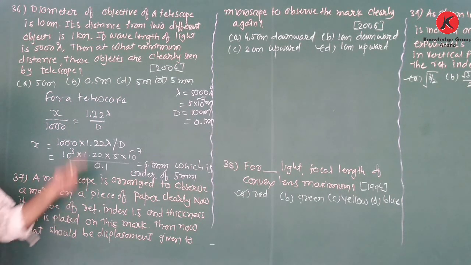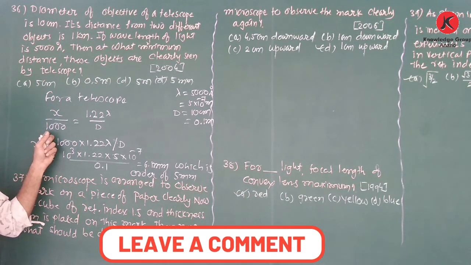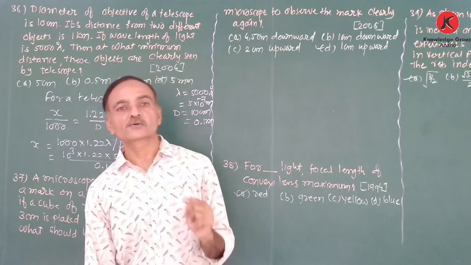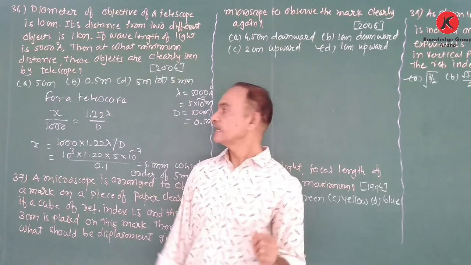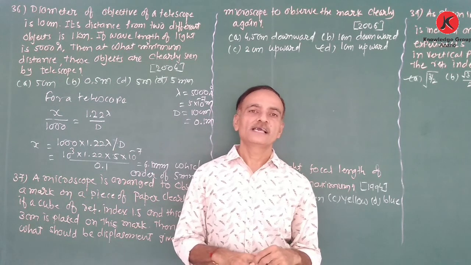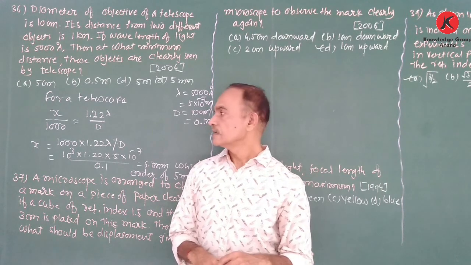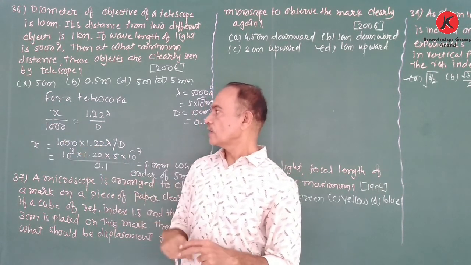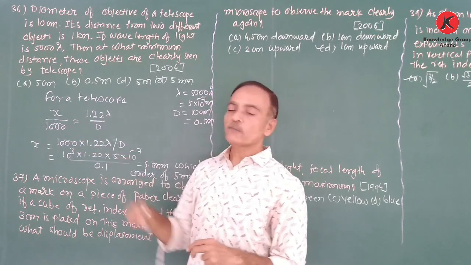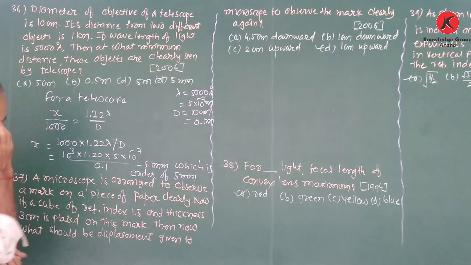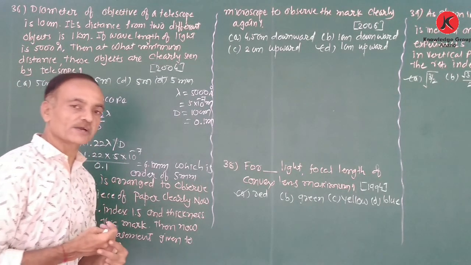Now, keep in mind that for a telescope, x upon 1000, that means the ratio of the distance between the two objects to the distance, is actually the angular separation, which is equal to 1.22 lambda upon capital D. So here x is equal to 1000 into 1.22 lambda upon capital D. We substitute the value, we obtain the answer 6.1 millimeter.